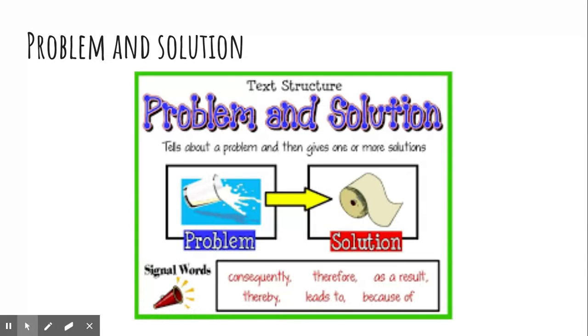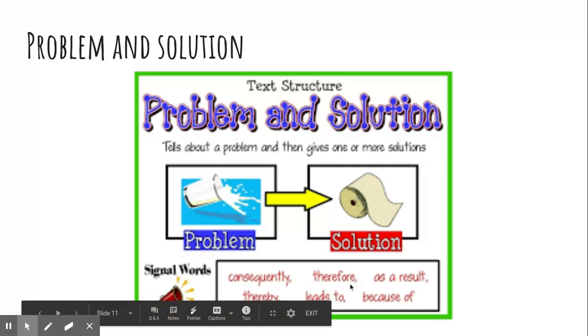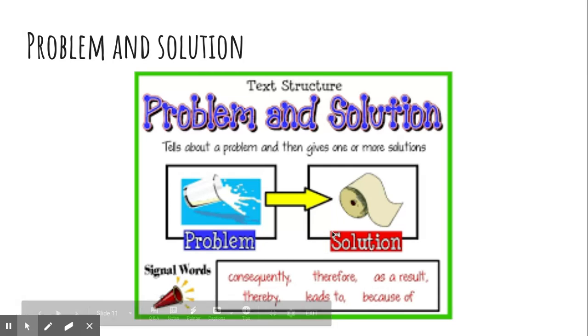We're going to talk about problem and solution next. And so just remember, we've talked about this before, that problem and solution is when there's a problem in the story that the characters are facing. And the solution is how that problem gets solved. So we have the words consequently, therefore, as a result, thereby, leads to, and because of. Those are all signal words. Those are telling you that there's a problem and a solution happening in the story.